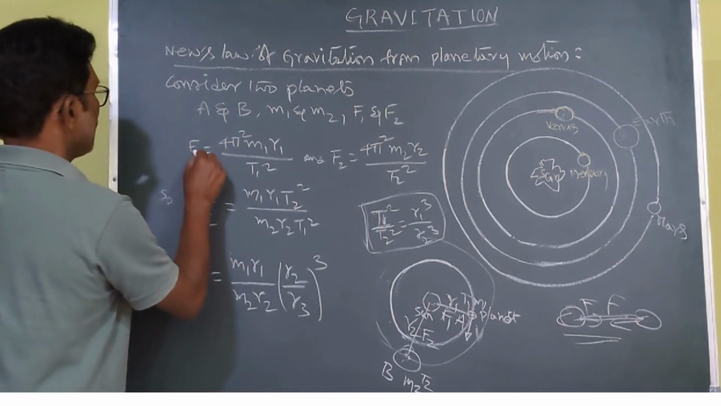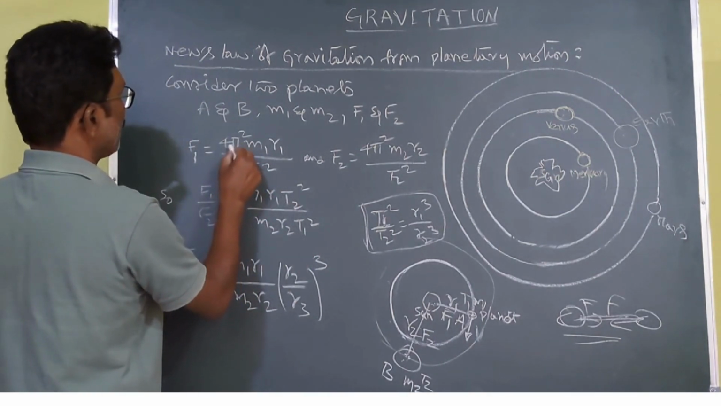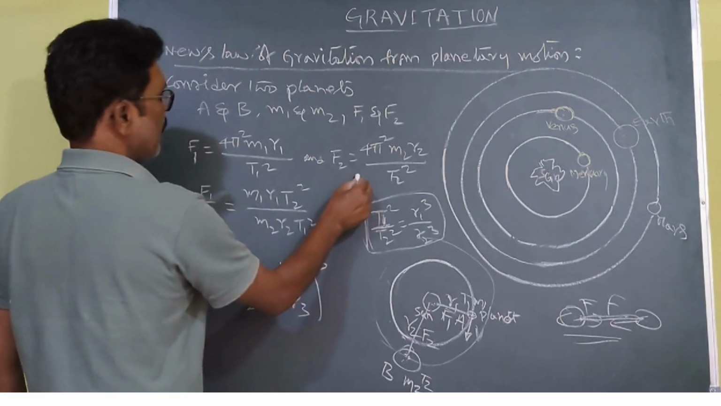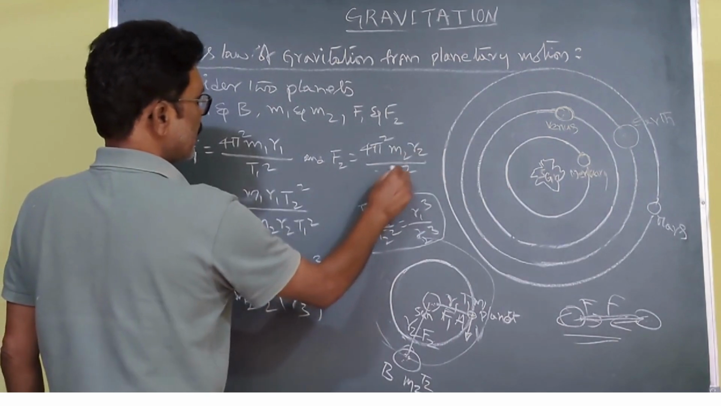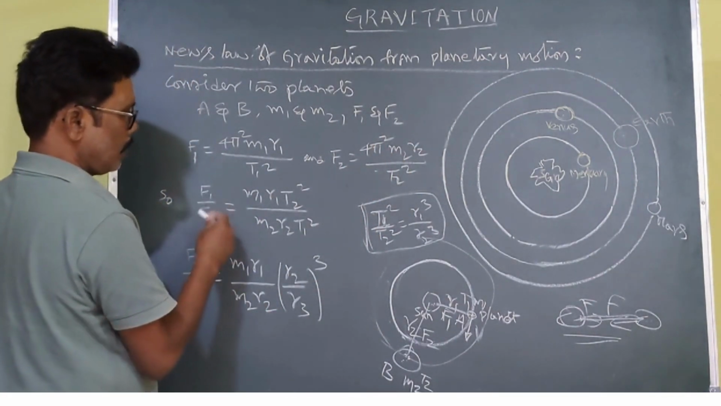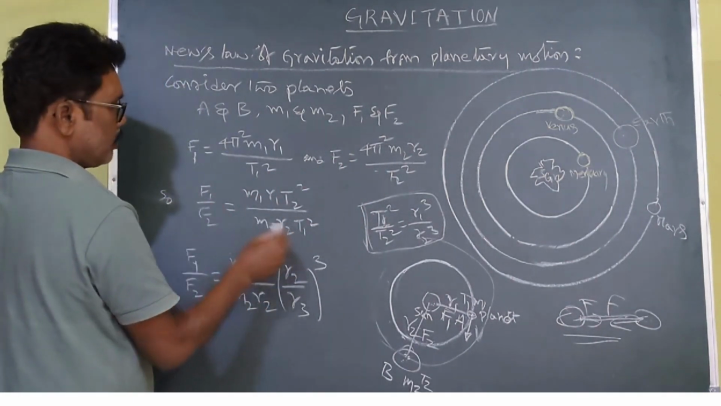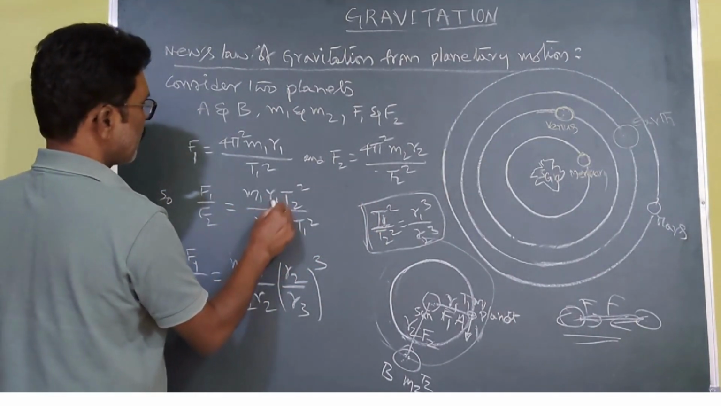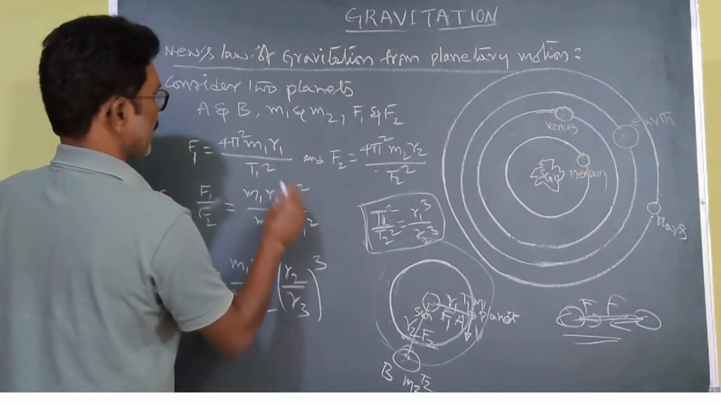So for this planet, let us say the force is F1, and for this one F2. We have already simplified F1 equal to 4 pi square m1 r1 divided by T1 square. At the same time, for the other planet, F2 equal to 4 pi square m2 r2 divided by T2 square. Here you take the two relatively, because the planets are rotating about the Sun. According to Kepler, F1 by F2 equal to m1 r1 T2 square divided by m2 r2 T1 square.